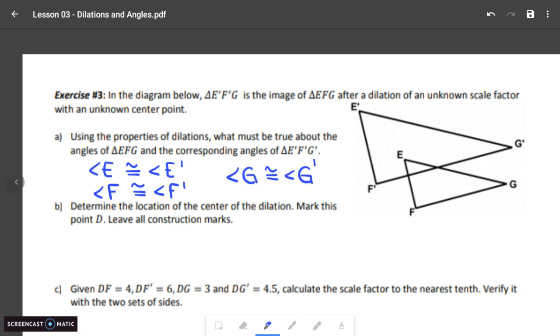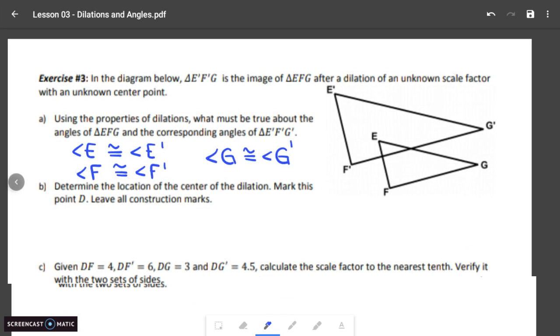When you're trying to find the center of our dilation, we know it's not any of these pieces. It's not E, F, or G because all three of them have a new location. If the center was one of them, it would not move. We saw that in lesson 1.